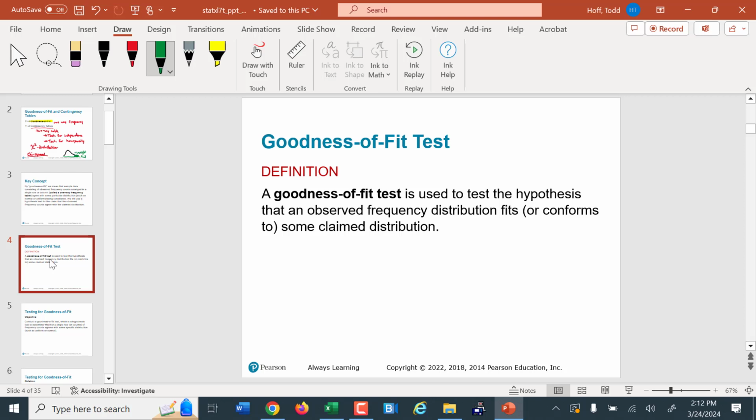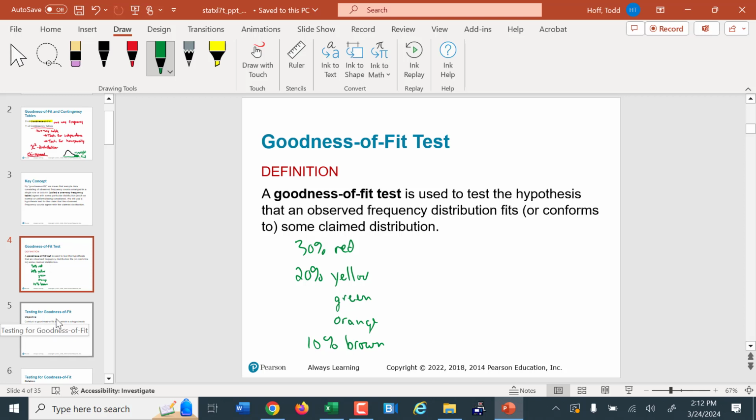M&Ms used to claim that in their package of regular M&Ms, 30% were red, 20% yellow, 20% green, and 20% orange, and then 10% were brown. So you could gather up M&Ms and count how many of the M&Ms are red, yellow, green, orange, or brown, and compare them to those proposed percents. And we'll look at that process as we go through our examples here in this unit.